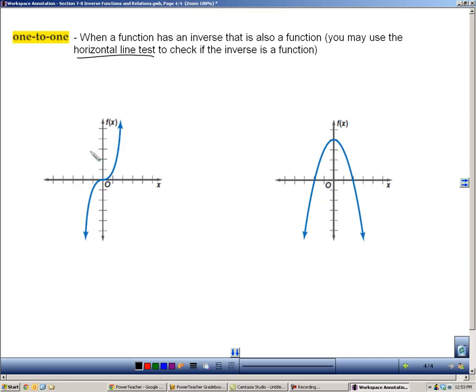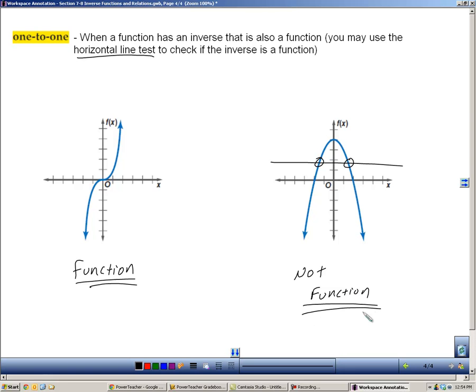So in this example, if I take a horizontal line and I slide it left and right here, I notice that it never touches more than one point at the same time. So then this inverse would be a function. But if I use a horizontal line test like that horizontal line, it touches two places, then we say that this inverse is not a function. And that works when you're trying to find out if an inverse is a function.